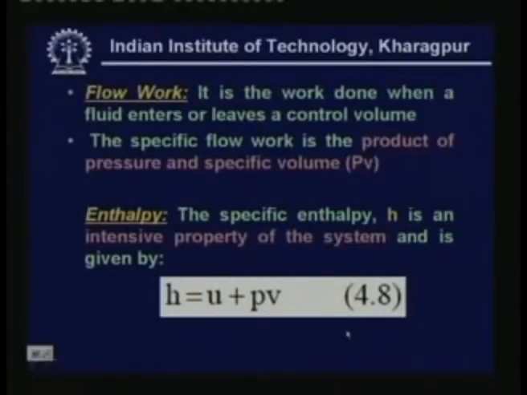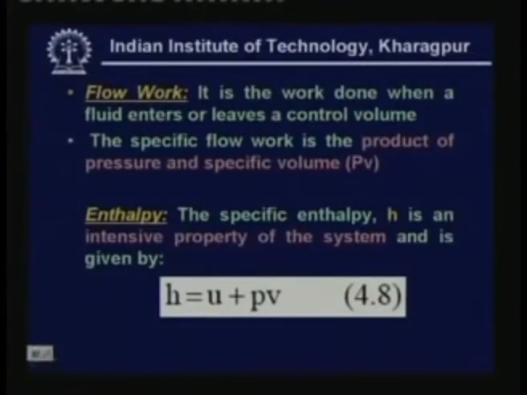Now let us define an important parameter called flow work. Whenever a fluid enters or leaves a control volume, it has to do certain work. For example, when a fluid is entering a control volume, it has to do work against the pressure of the control volume. There will be some fluid in the control volume exerting some pressure. So when this fluid element from outside has to enter the control volume, it has to enter against a force because of the pressure of the control volume. So some work will be done during this process. This work is known as flow work.